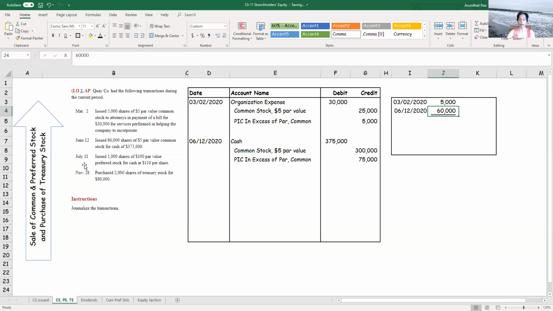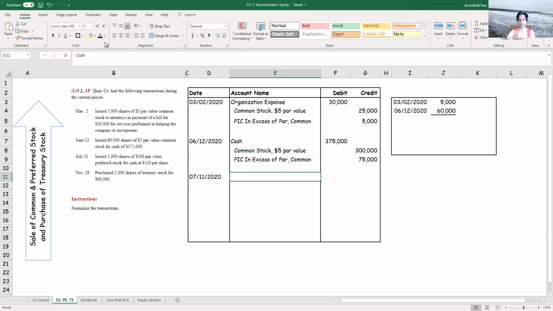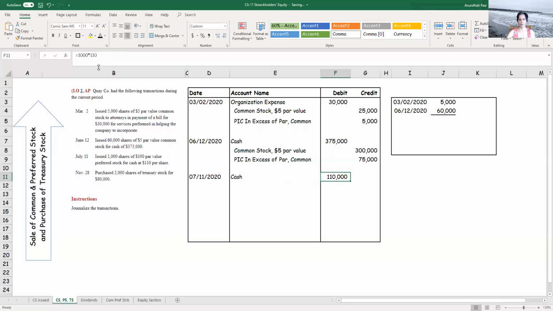On July 11th, I issued 1,000 shares of $100 par value preferred stock at $110 per share. So this is a different type of stock I'm issuing. It's called preferred stock. Their preference is to dividends and in the event of liquidation. So right now I'm doing the issuance of the stock. I received cash. Again, cash is debit. How much cash did I receive? 1,000 shares times 110. That's the selling price. So 1,000 times 110 gives me $110,000.